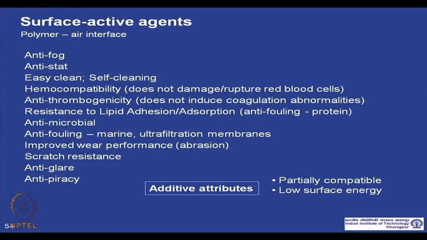Second, it should have a low surface energy component, so that during processing or molding processes, it migrates to the surface to minimize the surface energy. At least part of the additive must have a low surface energy component. It must be thermally stable, so that it can survive the processing conditions, and it should be chemically unreactive to the base polymer it is being used with. So basically these are the attributes a surface active additive must have to be successful in any application.